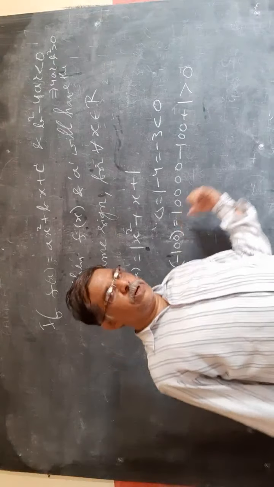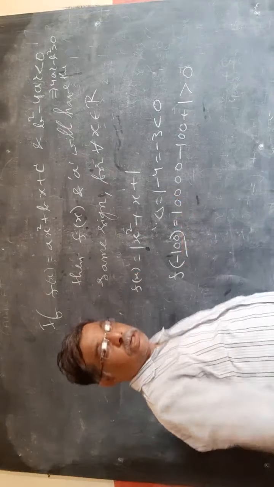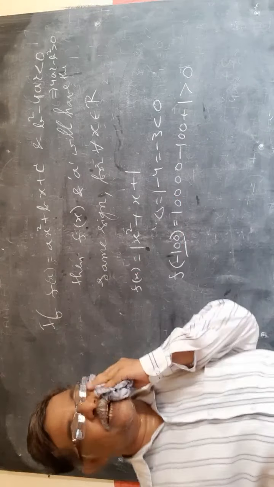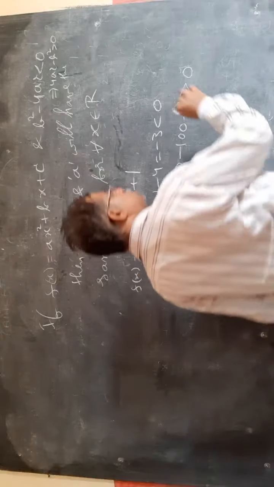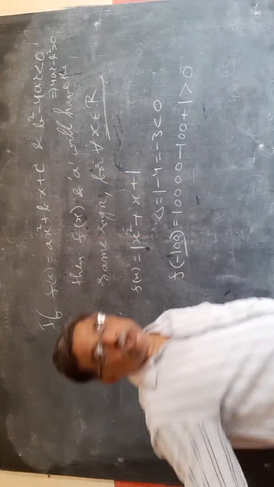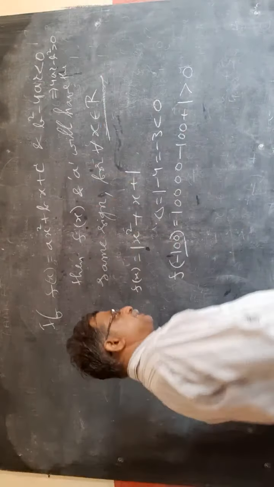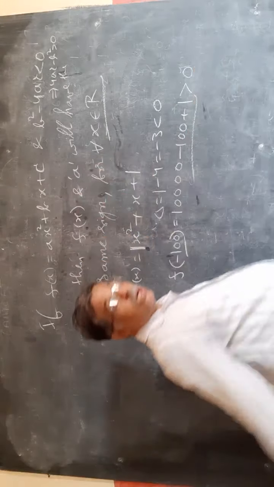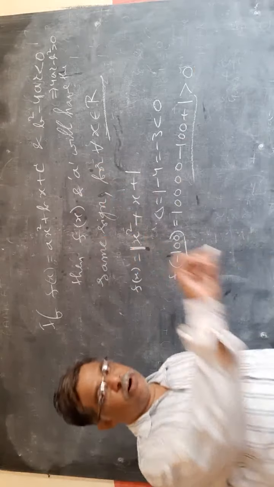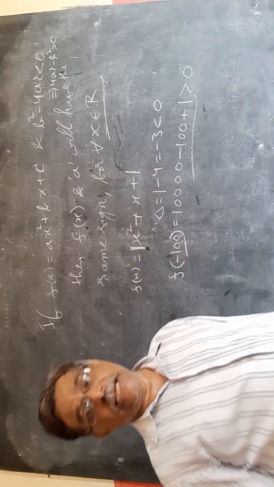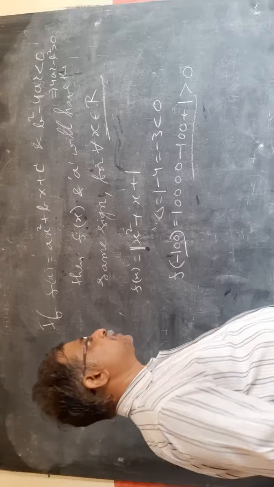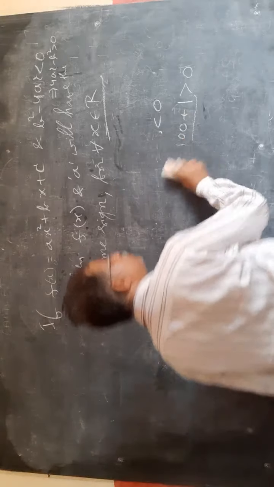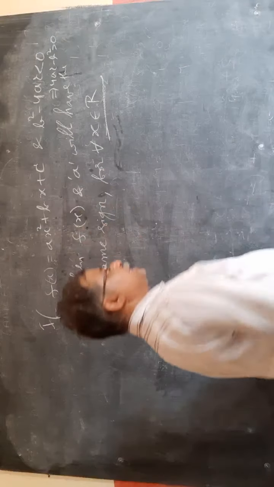So like that, if you take any value for x, not only minus 100 but minus 1000, 2, 3, 5, 6, 7, whatever values you take, for every x belongs to R, f of x will have the same sign as a. Means if a is greater than 0, f of x is greater than 0. If a is less than 0, f of x is less than 0. So always f of x and a will have the same sign for every x belongs to R if and only if b square minus 4ac is less than 0.